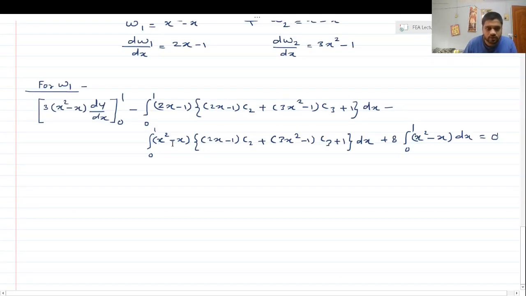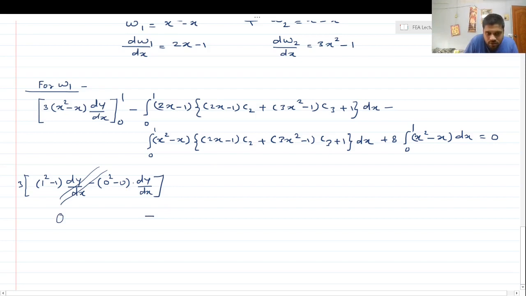Now, if you closely concentrate on this term, if I start putting the upper limit, what will I get? 1 square minus 1 multiplied by dy by dx. Let us keep these three outside. Minus 0 square minus 0 multiplied by dy by dx. So in any condition, let it be the upper limit, 1 minus 1 becomes 0. So 0 multiplied by dy by dx, minus 0 square minus 0, that is 0 multiplied by dy by dx, that is 0. So all this term is going to give us 0. Now we will have to solve this integration and get the coefficients of c2 and c3, by solving the integration. So that we will do.